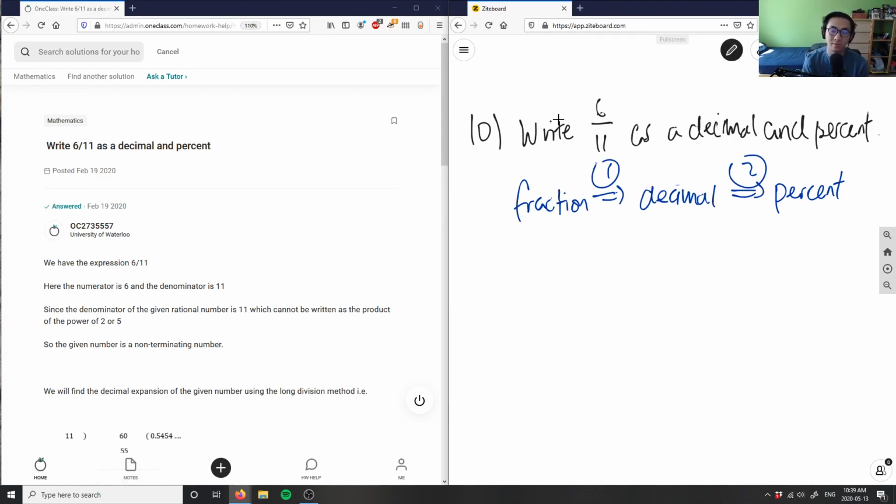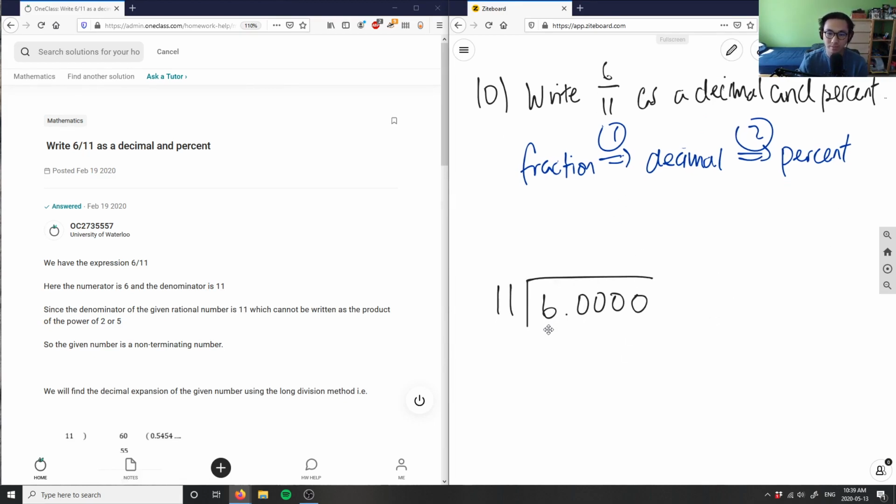So we have 6 over 11 here. Our denominator of this fraction is going to become our divisor, and 6 here is going to become our dividend. And I'm going to write some zeros here to help us divide here. And we're going to simply do long division. So again, we have 11 times what number is closest to 60. 11 times 5 here is going to equal 55, which is pretty close to 60.